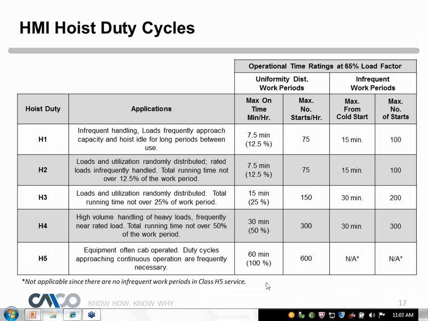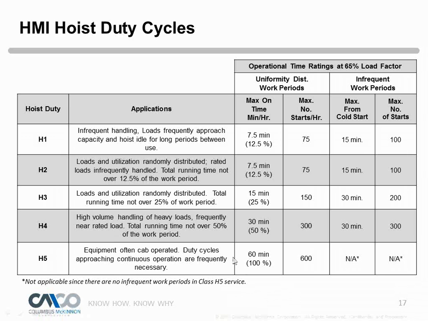So we want to get the correct speeds in place, or maybe we need 2 speeds, maybe we need variable frequency drives where we can make it go to a crawl and then speed it up when we need to. But ours are right around the H4 duty cycle. That's where we are for the majority of our hoists.